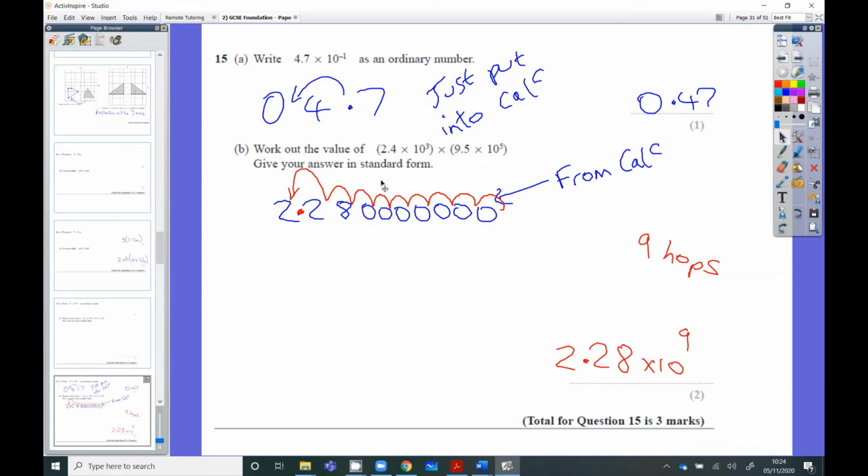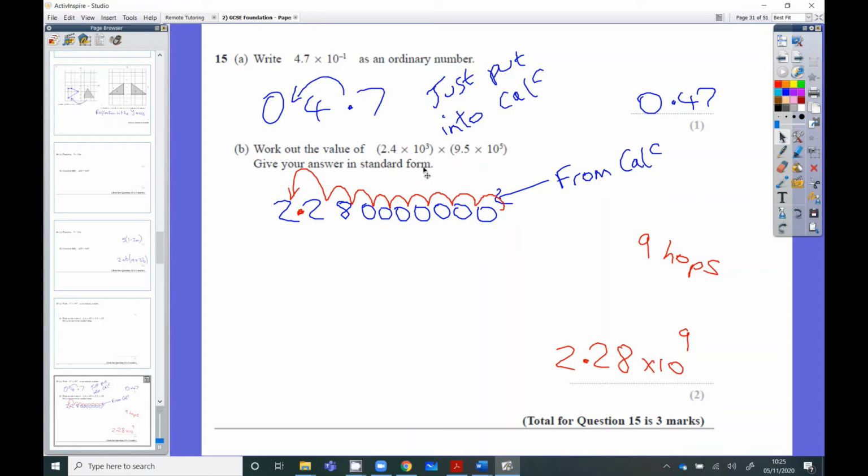Now for part B, just put this straight into your calculator, taking advantage of the times 10 to the x button right at the bottom in the middle of your calculator. That's going to give you this whole number, this ordinary number here. Now we need to give our answer in standard form.